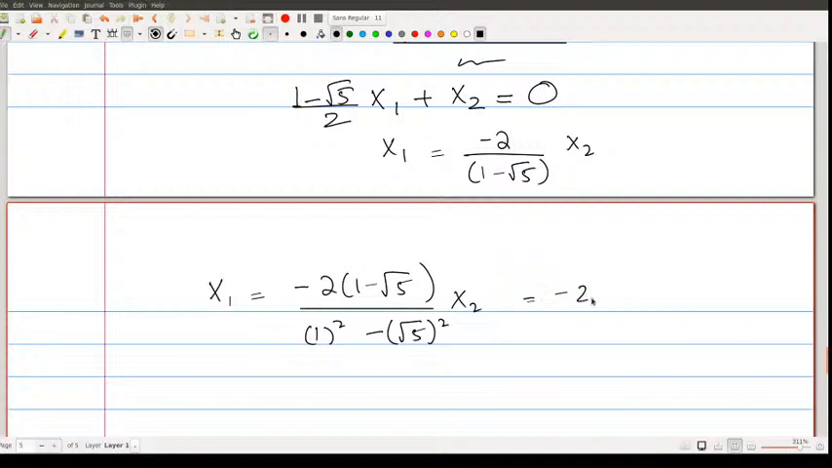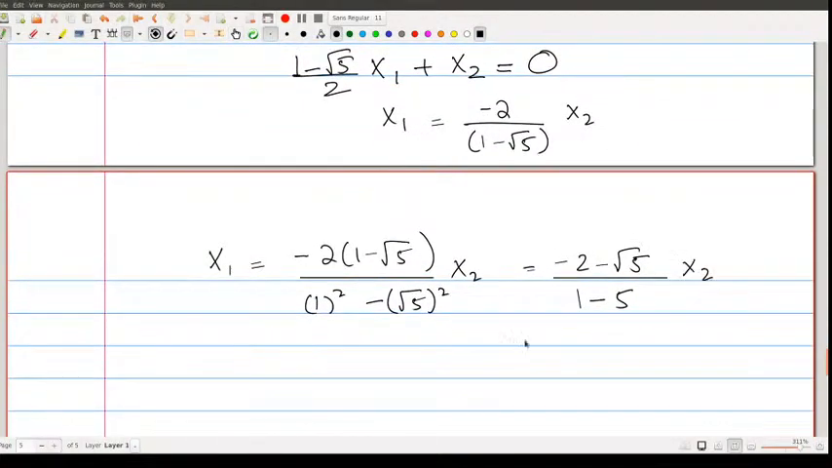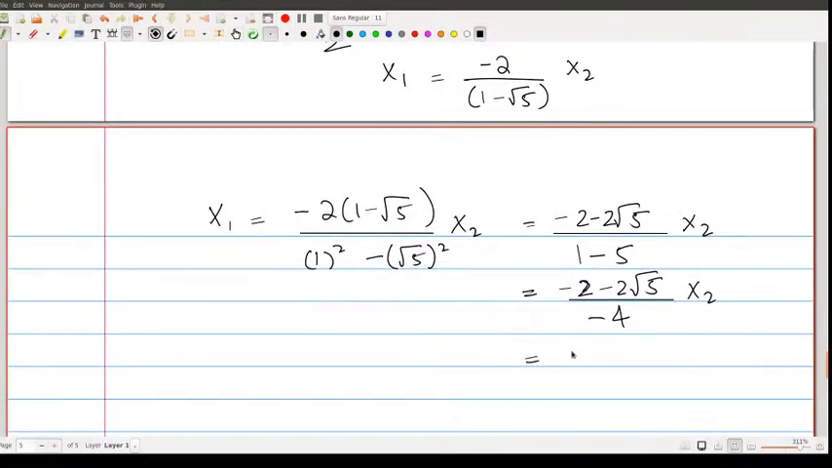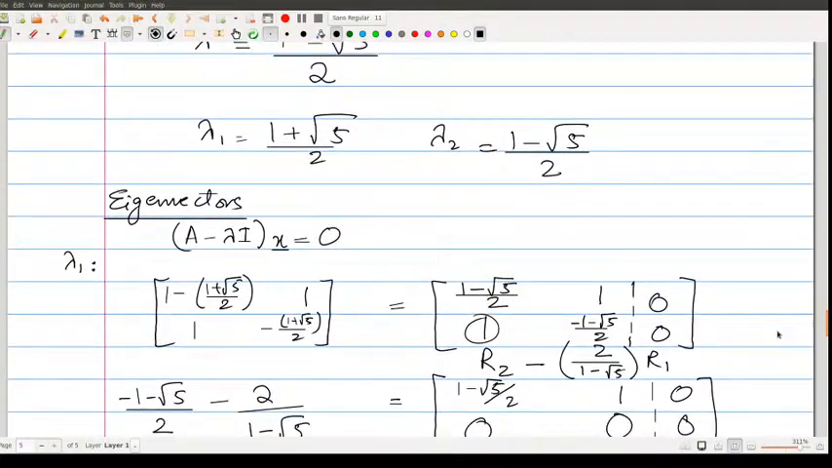So minus 2 minus square root 5 divided by, what do I get here? I get 1 minus 5 x2 is equal to negative, sorry, I should have a negative 2 here. So negative 2 root 5 divided by negative 4. And now we can cancel the signs. So we can cancel these negative signs, and we can also cancel these 2's by this 4. So we get (1 plus square root 5)/2. And notice that this was simply the eigenvalue we started off with, right? 1 plus square root 5 upon 2.